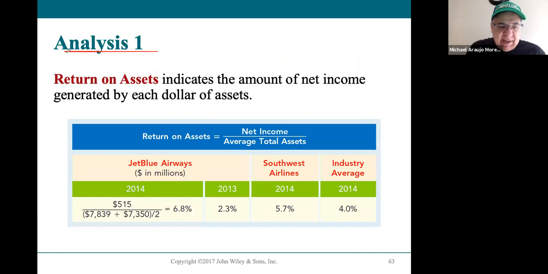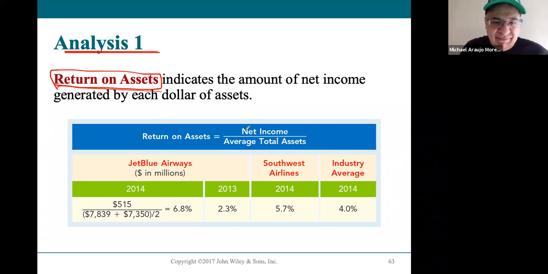Two pieces of analysis here to wrap up this chapter. The purpose of having assets is to use them to make money. So return on assets talks about, are you making any money? Return on assets is about net income, which is your profit, divided by your average total assets. So the average total assets is your total assets at the beginning of the year, plus your total assets at the end of the year, divided by 2 to get an average. Right? So what it means is that your assets should be generating profit for the company. That's why you bought them in the first place. So that's a return on assets.